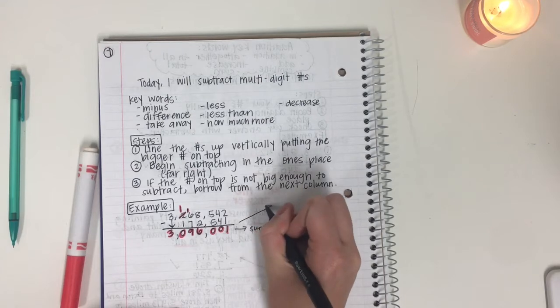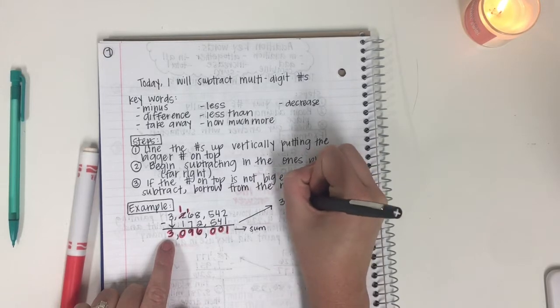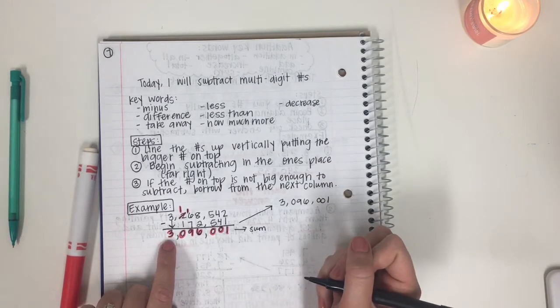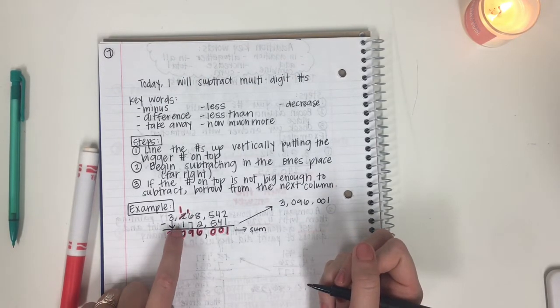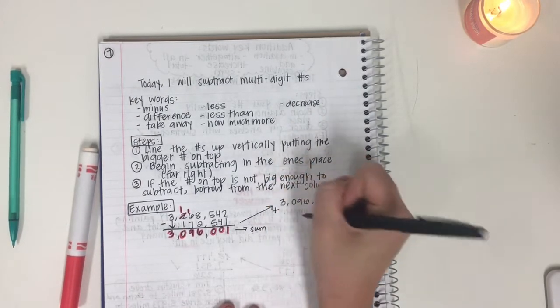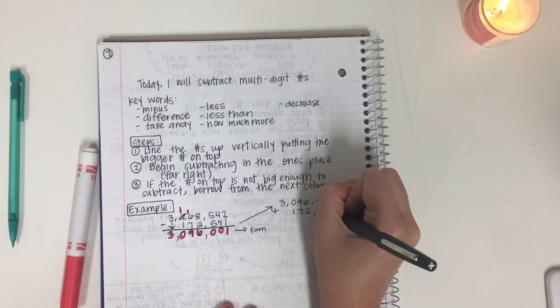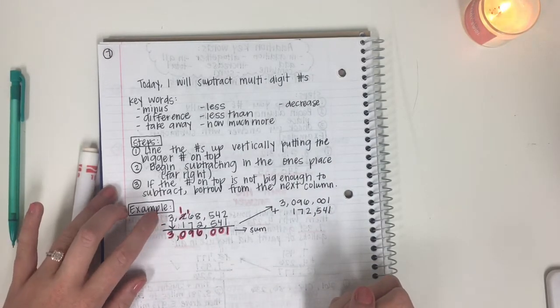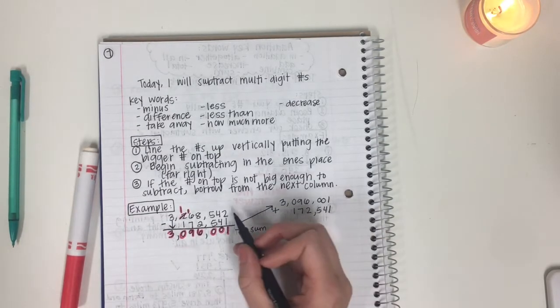Okay, now let's check our work. So I'm going to draw my arrow. Remember, you're going to take your sum. So I'm going to take 3,096,001, and we need to check and see if our subtraction is correct by adding this number. So we need to take the smaller number and we're going to add it. So 172,541. Because we're saying that this number up here subtracted by this number here gave us this number. So we want to check by adding these and see if we get this new number.